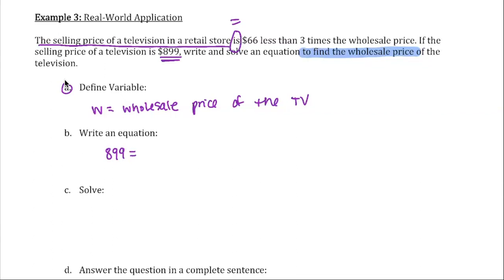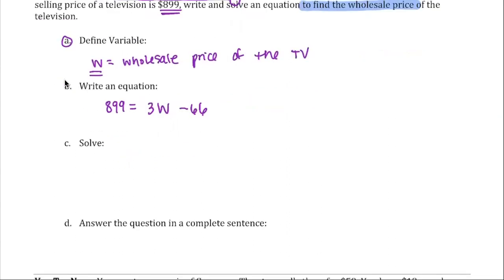It says 66 less than 3 times the wholesale price. Well, we're letting W represent my wholesale price. So if it's 66 less than, that tells us we're going to be subtracting 66 from whatever 3 times the wholesale price is. So in my blank, I'm going to have 3 times W. And there's your equation.